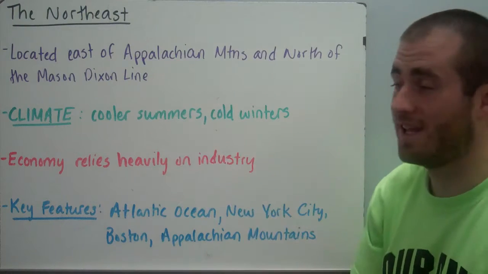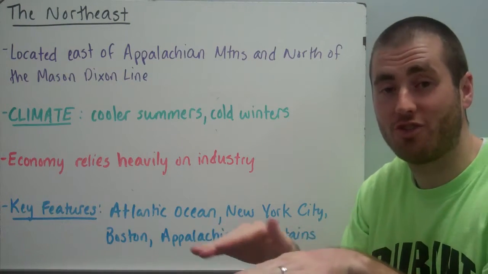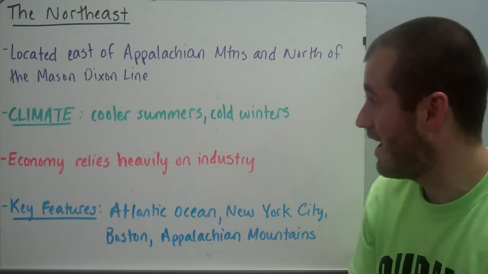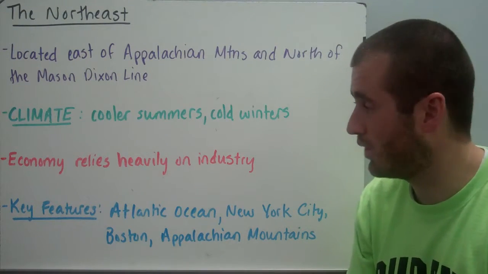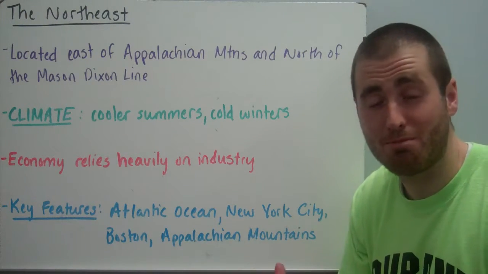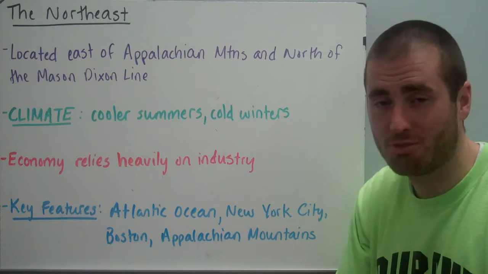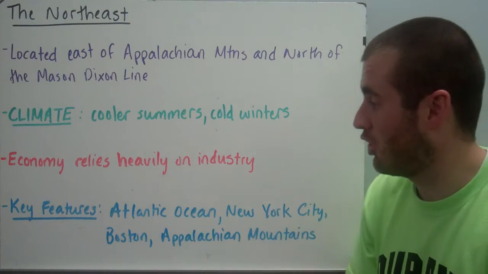All right, it's located east of the Appalachian Mountains and north of the Mason-Dixon line, which is an imaginary line that separates the North and South United States. Its climate has cooler summers and cold winters, and its economy relies heavily on industry because there's a lot of big manufacturing cities up there, such as New York City, Boston, Philadelphia, Pittsburgh, Washington, D.C. Those are all located in the Northeast.